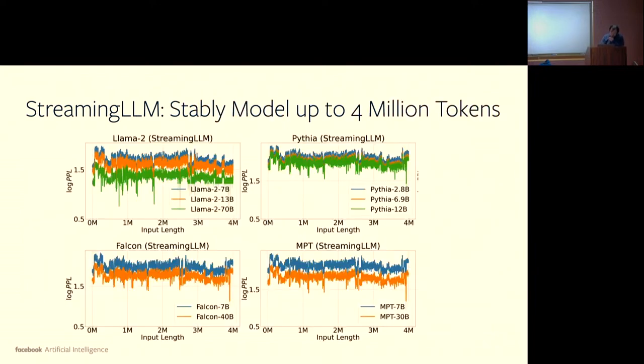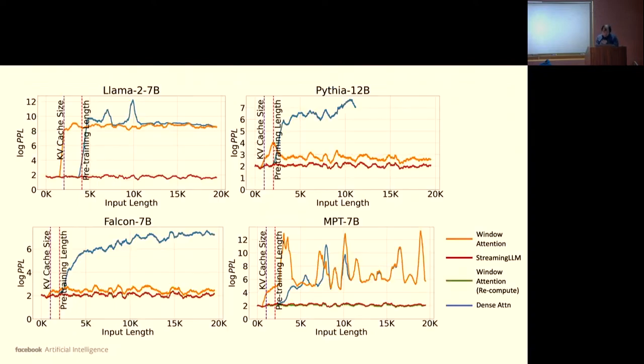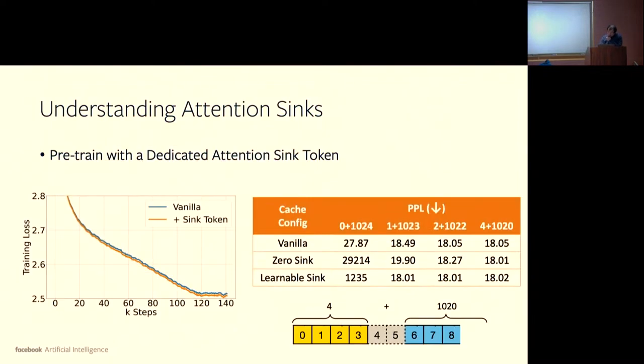And we have a bunch of experiments. You see it can scale up the model to 4 million tokens. And you can scale up to maybe more than that, with the same perplexity, which is good. Yeah, and also we compare with other baselines.